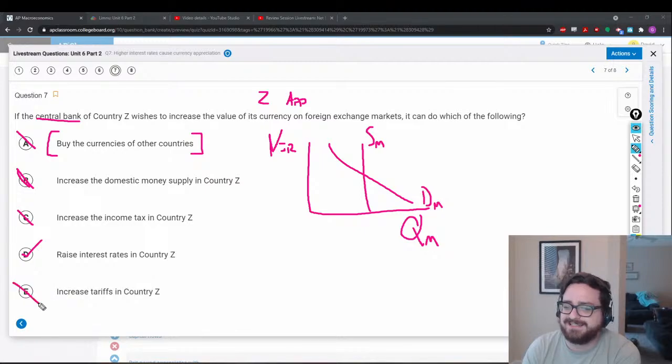Increasing tariffs. Again, tariffs are not a thing that the central bank can do. Tariffs would be done by Congress in America, or by whatever the legislative branch is for most governments. The central bank does not control tariffs. The central bank controls the money supply, and a tariff is not a money supply thing. It's a tax, and taxes aren't done by the central bank. So you do have to know what are monetary policies and what are not, because C and E are both fiscal policy.